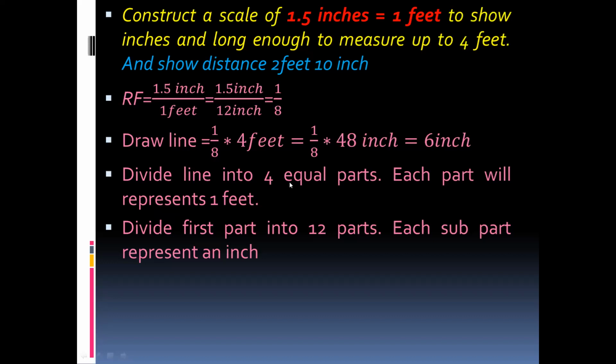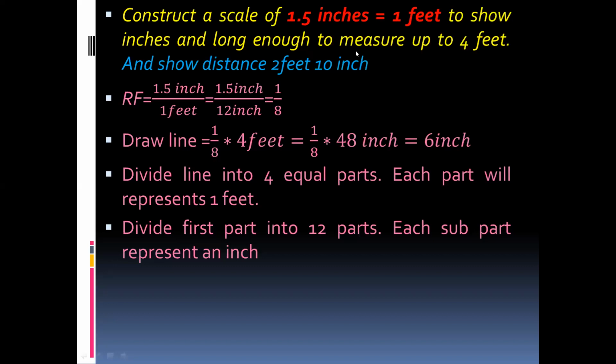Then divide this line into 4 equal parts because we want to measure 4 feet. So one part is equal to 1 feet. And divide the first part into 12 equal parts. Okay. So why are we dividing this into 12 equal parts? Because 1 feet is equal to 12 inch. And therefore we have to divide the first part into 12 subdivisions. Okay. I hope you must have completed this problem. So this was the homework problem.